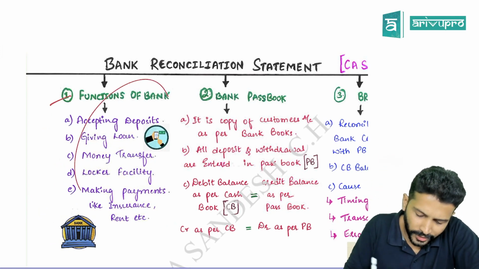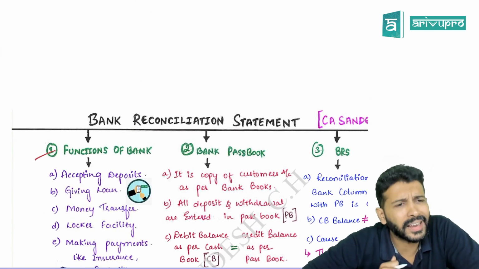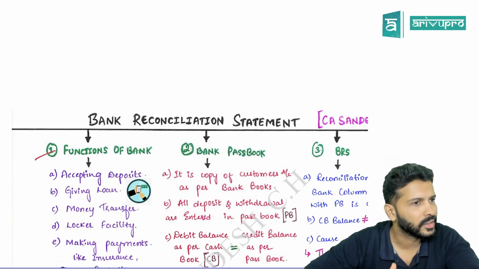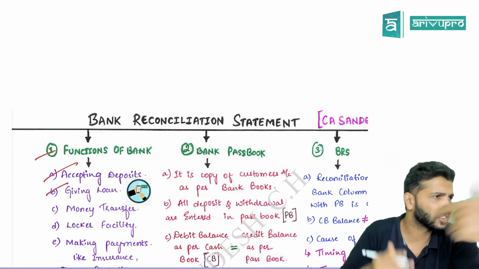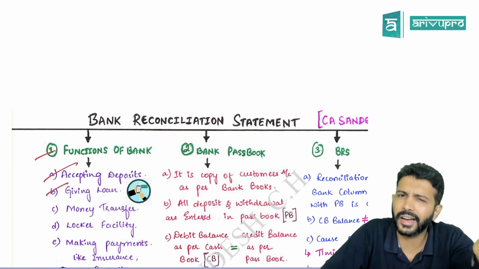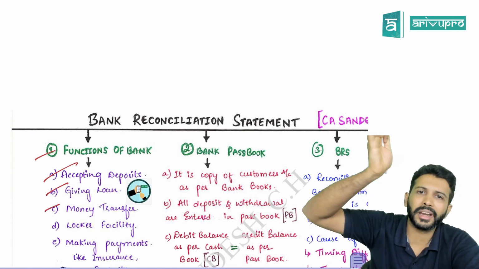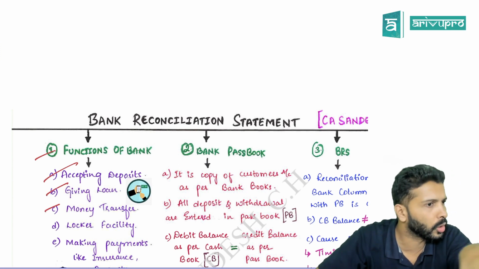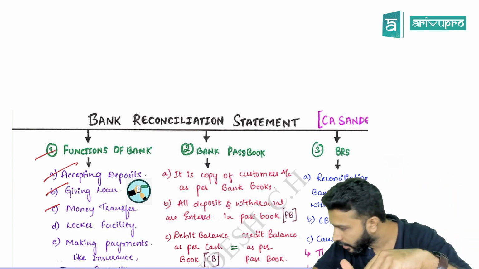One, what are the functions of a bank? What do you think a bank does? The bank's main function is to accept deposits and to give away loans. That is their primary function. Other than that, they also do a lot of things like money transfer. If you have to transfer money from one person to another, you can go to the bank and get it done.